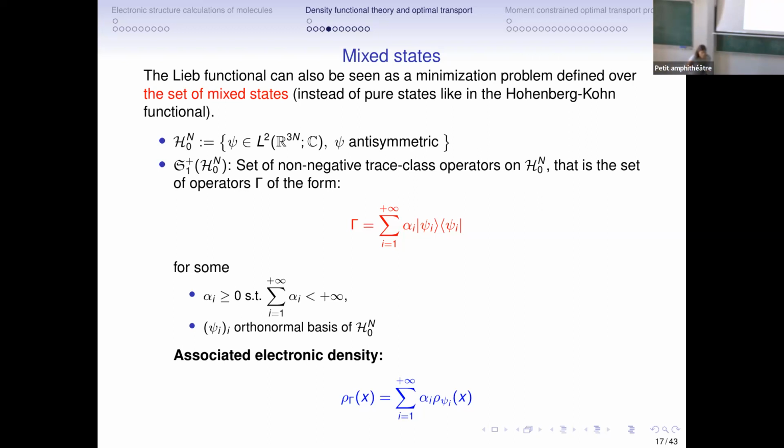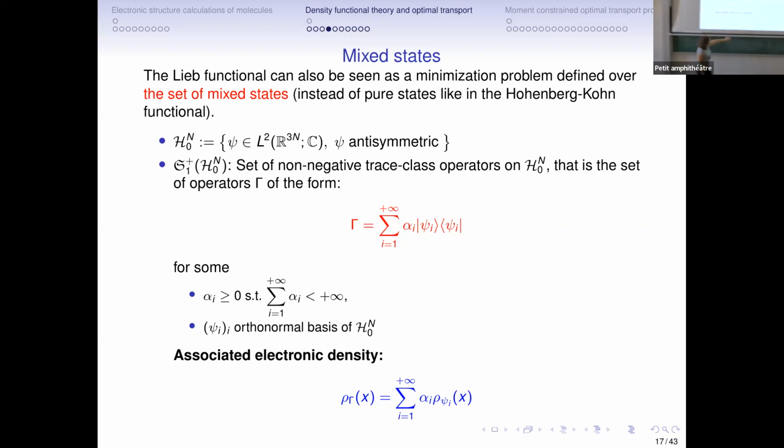Such operators are called mixed states, by opposition to wave functions, which are called pure states in quantum chemistry. So this is somehow a bigger set than just a set of wave functions. But you can still associate an electronic density to each operator that can be written under this form.